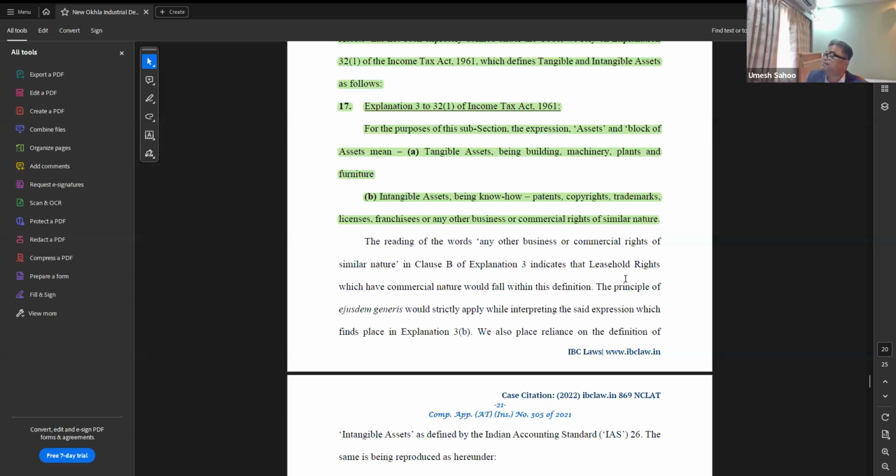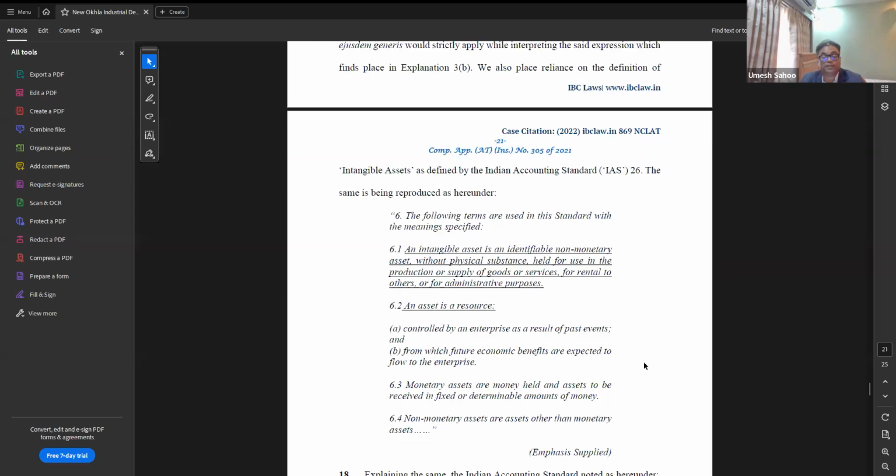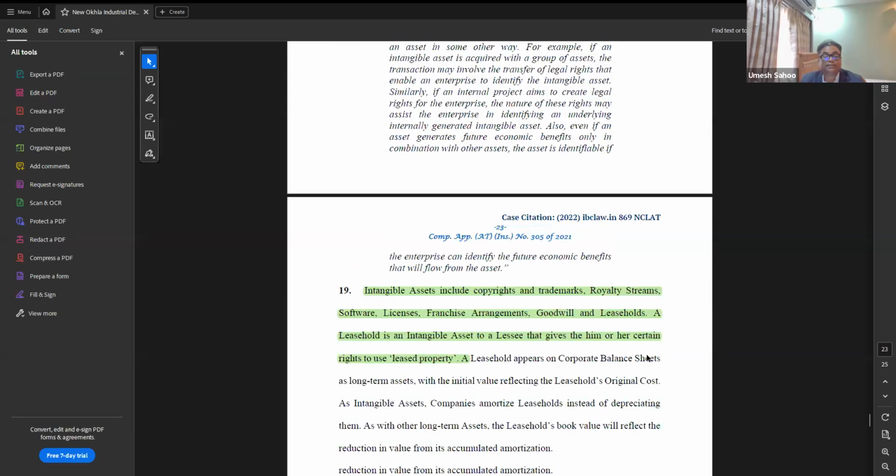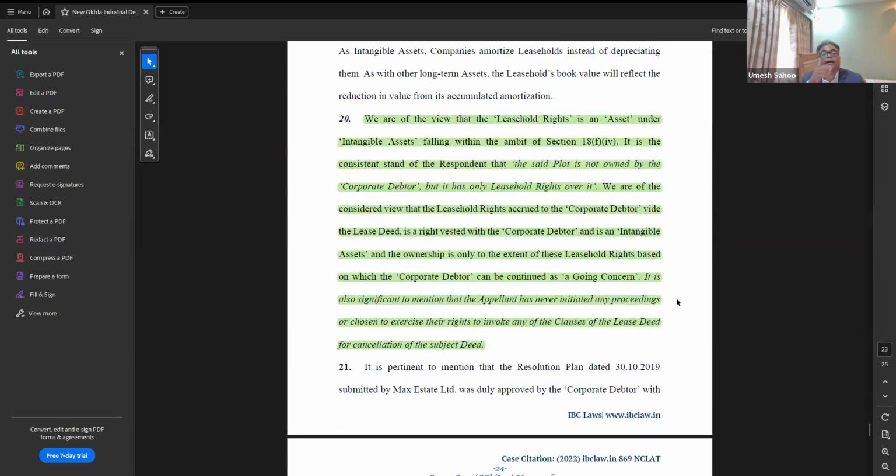Sir, if there will be no land, how will the corporate stand to start business, like making a plant and machinery, office, godown, etc.? So this land, this leasehold right, not land but this leasehold right, is very related to business and commercial right of similar nature. It indicates that a lease right which has commercial nature falls into the definition. So what happens in this case? We'll close. There are a number of judgments, but some main points I discussed. We are of the view that leasehold right of an asset, under intangible assets, falls within the ambit of Section 18F(IV).